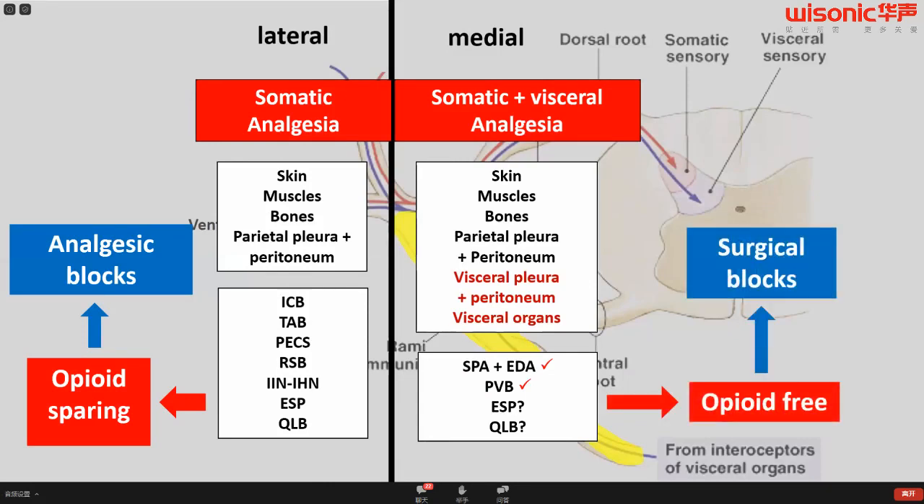If you have a somatic and visceral analgesia, you will have an opiate-free patient after the operation, but these blocks can also be used for surgical anesthesia. You can do thoracic and abdominal operations without general anesthesia when you use only these kinds of blocks.